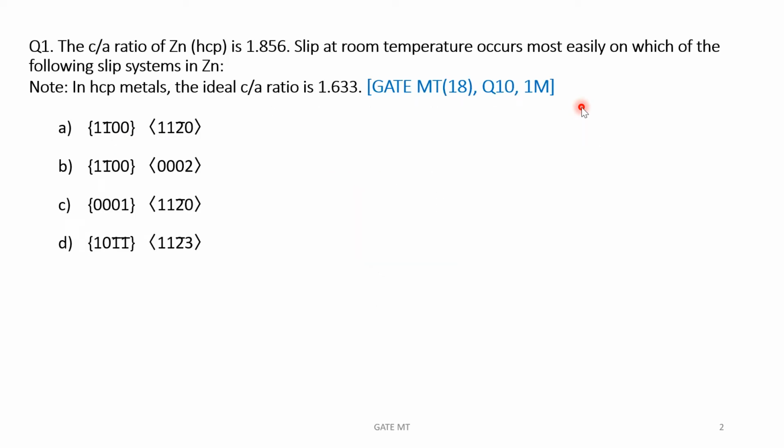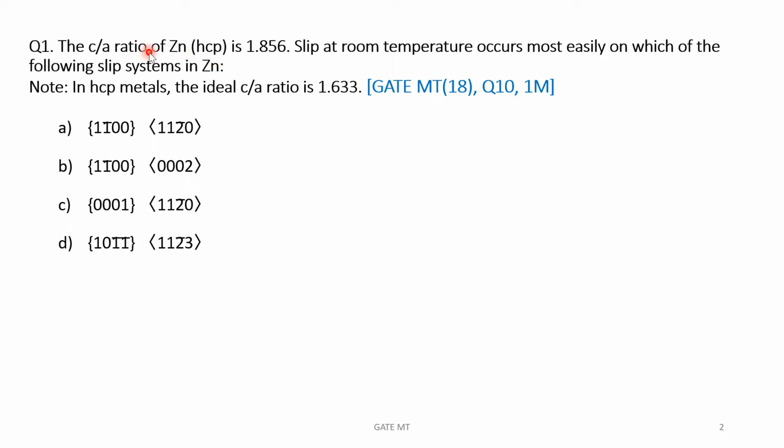So, the first question that we'll be seeing today is: the C by A ratio of zinc, which is an HCP crystal, is 1.856. Slip occurs at room temperature, and slip at room temperature occurs most easily on which of the following slip systems in zinc? Note, in HCP metals, the ideal C by A ratio is 1.633. It was asked in GATE Metallurgical Engineering 2018 for 1 mark.